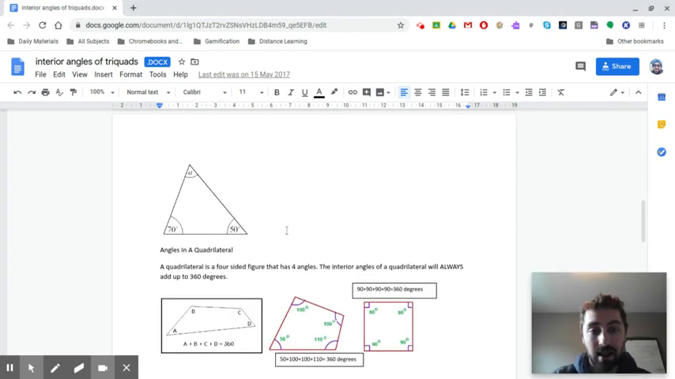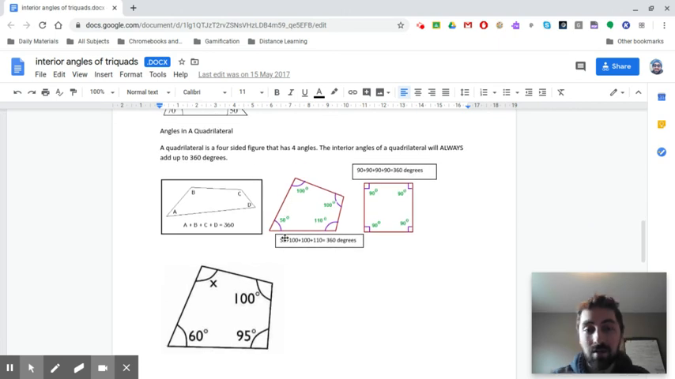Let's have a look at the very last one. 70 degrees plus 50 degrees gives us 120 degrees. 180 minus 120 gives us 60 degrees.